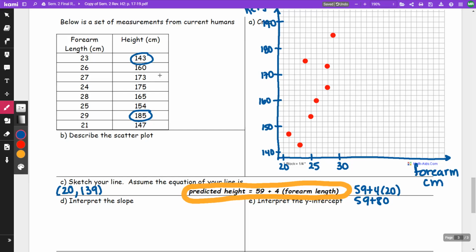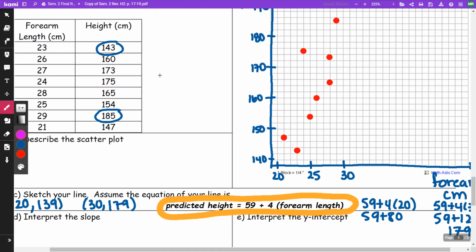And then let's say I put in a 30. See what happens when I put in a 30. It's going to be 59 plus 4 times 30. So 59 plus 120. So that's going to be 179. So let me plot those 2 points, and I'm going to do it in purple. Okay, so 20 comma 139, and 30 comma 179.